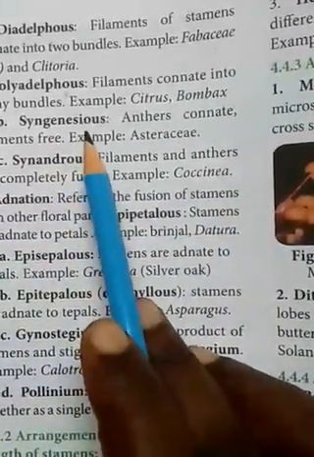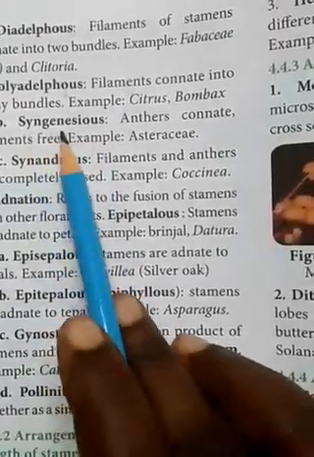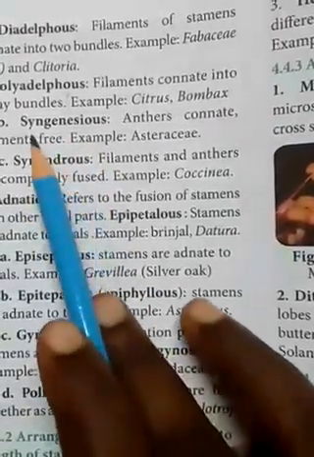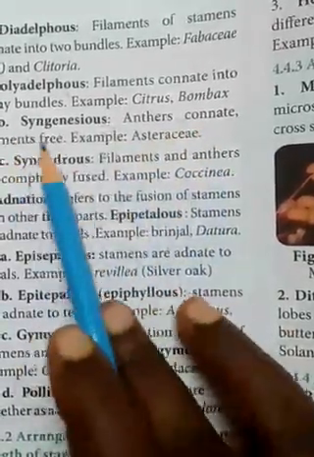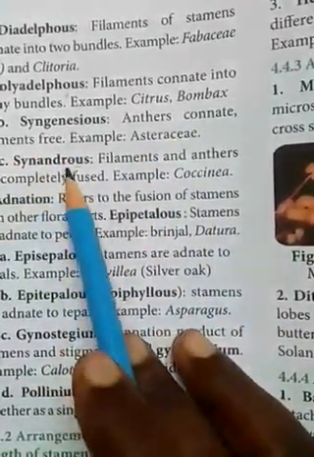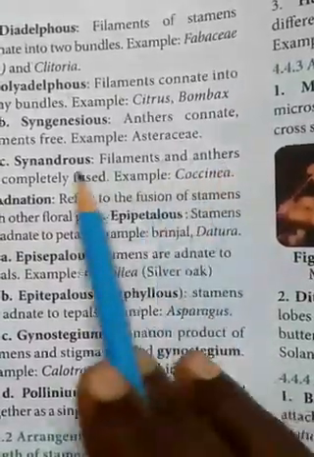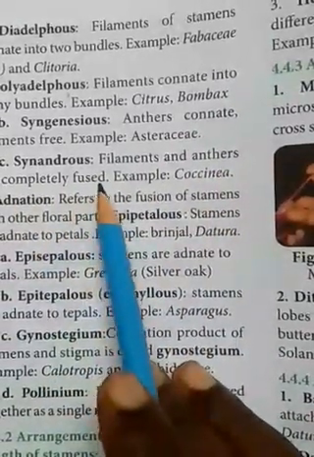Conation we have studied, there are three types: adelphy, Syngenesis and Synandrous. Syngenesis means the anthers fuse together but the filaments are free. In Synandrous, filaments and anthers both are fused together.